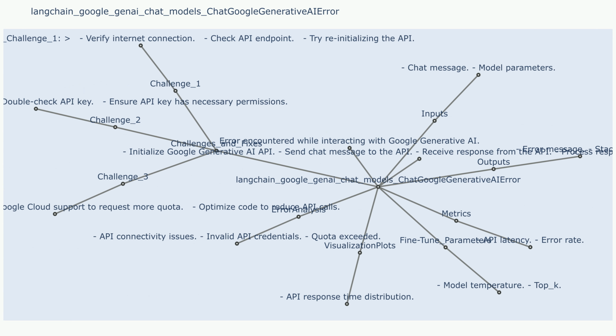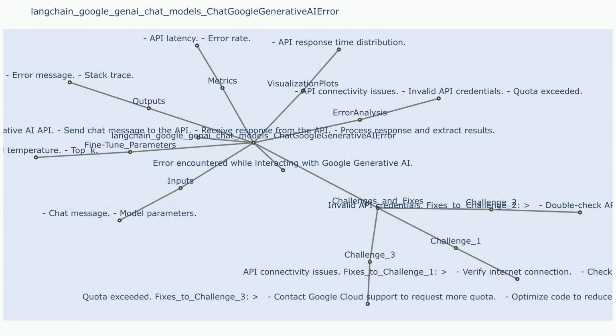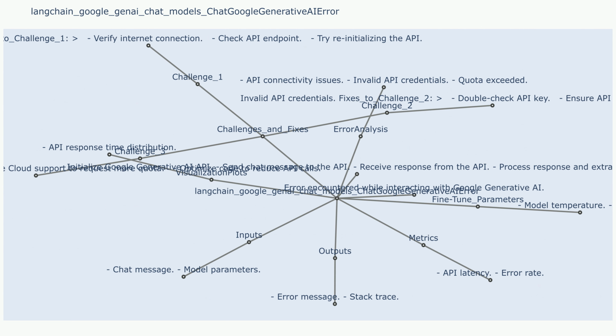Challenge 1: invalid API key or missing API key. Sample use case that resulted in Challenge 1: calling the ChatGoogleGenerativeAI model without providing a valid API key or failing to properly set the API key in the environment. Fixes to Challenge 1: ensure that you have a valid Google Cloud Platform API key and that it is properly configured in your environment or passed as an argument to the ChatGoogleGenerativeAI model.